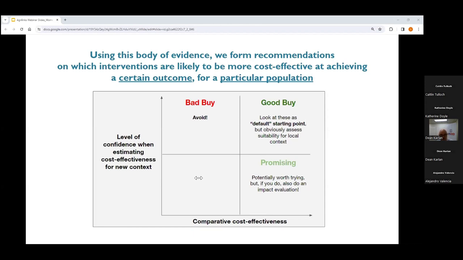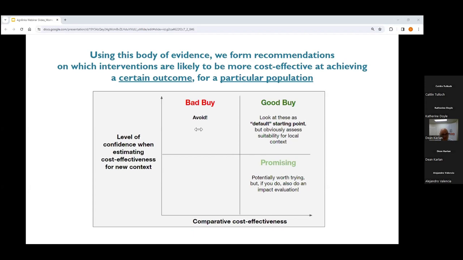These are what we call promising buys, and this designation means that they are potentially worth trying, but also that this is a case where further cost effectiveness evidence is especially valuable. The key point is that this categorization isn't static. If you feel strongly enough to want to invest in a promising buy, then we think it may be worth funding an impact evaluation that allows everyone to learn from that experience and improve our confidence in assessments of future cost effectiveness.